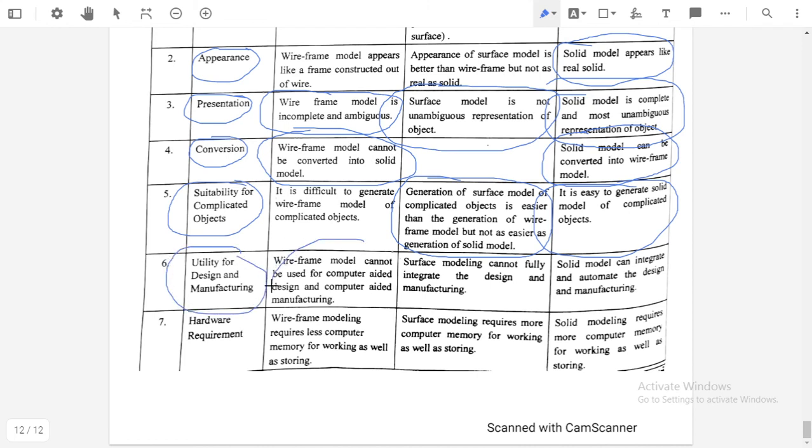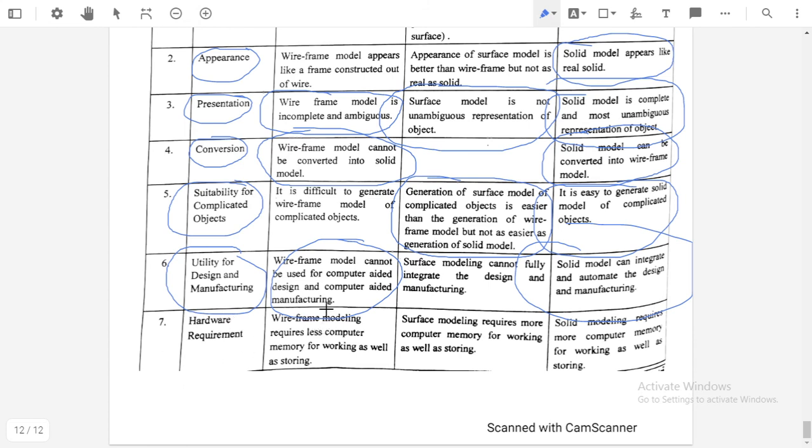The wireframe model cannot be used for computer aided design or computer aided manufacturing. Means the models which are generated by the wireframe technique cannot be directly used in a CAD/CAM system, and surface modeling cannot be fully integrated into the design. Means surface modeling is also not used in a CAD/CAM system, but the solid model can be integrated or automated in design and manufacturing. Means the models which are created in solid modeling can be easily used for a CAD/CAM system. And the last one is the hardware required.